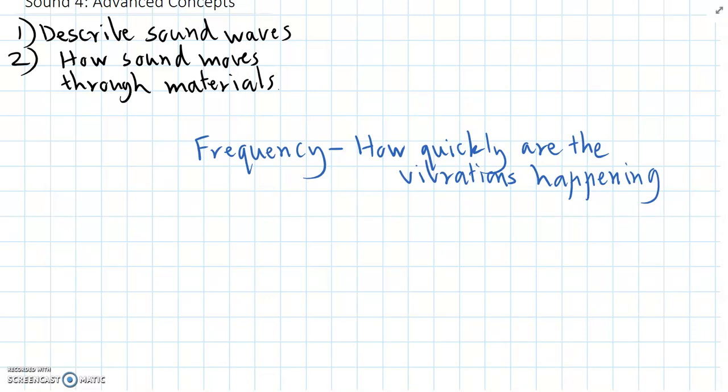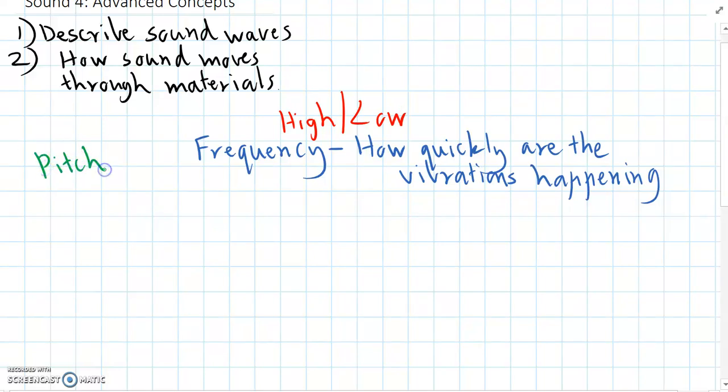We can describe frequency as either high or low, and the frequency of the sound determines the pitch that we hear of the sound. And pitch is just another name for, is the sound high or low? So frequency causes the pitch of the sound that we hear.